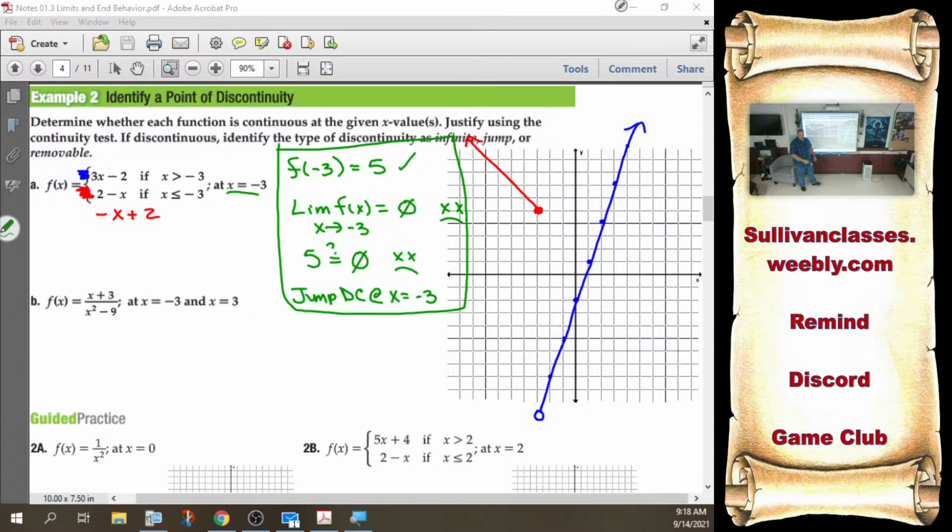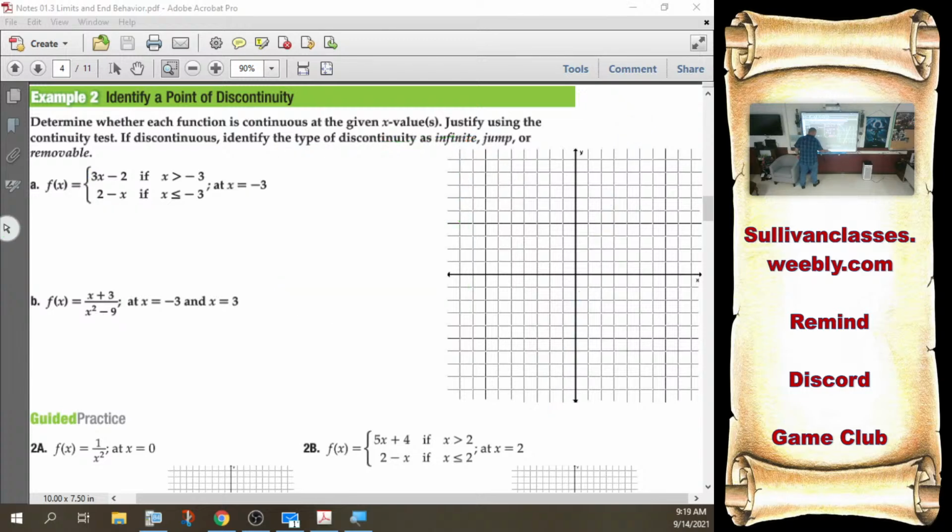Now, someone's asking, Paul, how do I do this on a calculator? Okay. It's not the greatest because you have to kind of pretend something doesn't exist. 3x minus 2, 2 minus x.